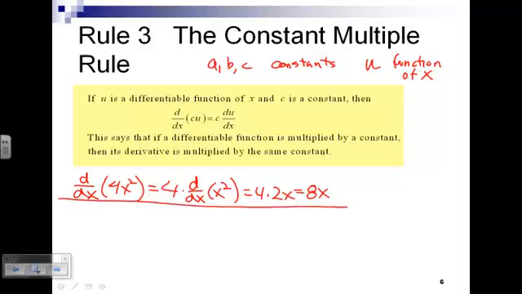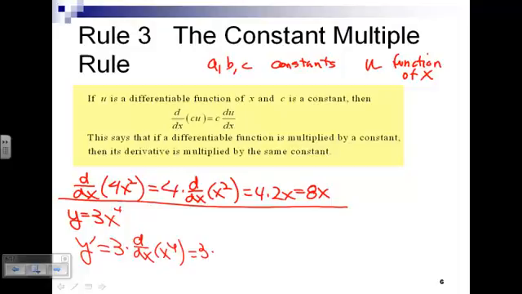There's one example problem. Hey, if y is equal to 3x to the 4th, I could think of that, the derivative of this is equal to 3 times whatever the derivative of x to the 4th is. Hey, x to the 4th. We can use the power rule again. 3 times 4x cubed, or 12x cubed.